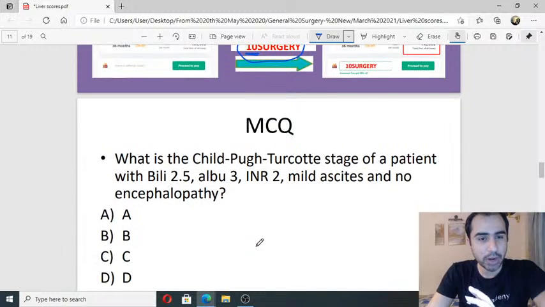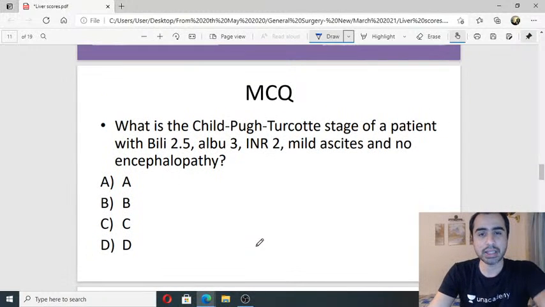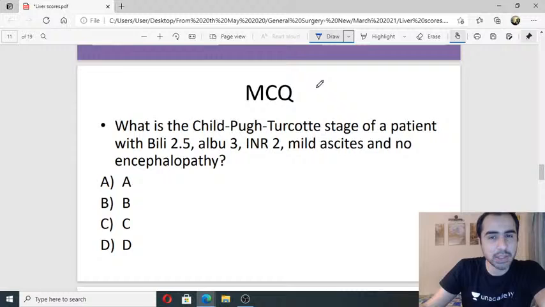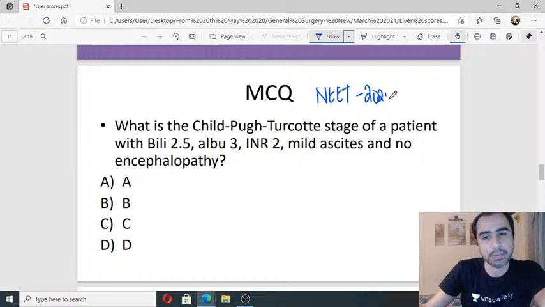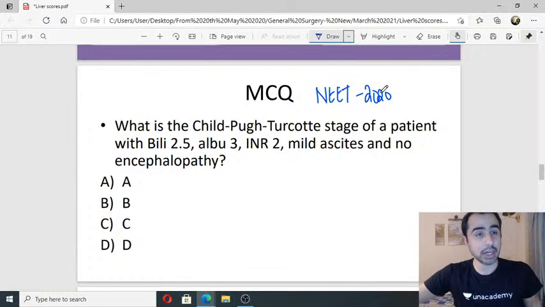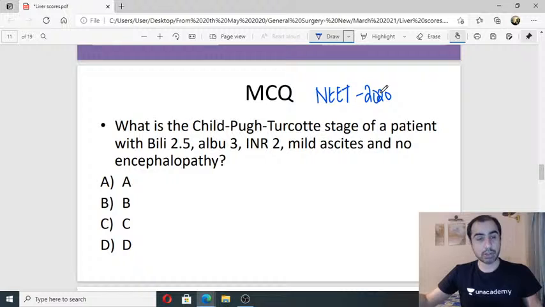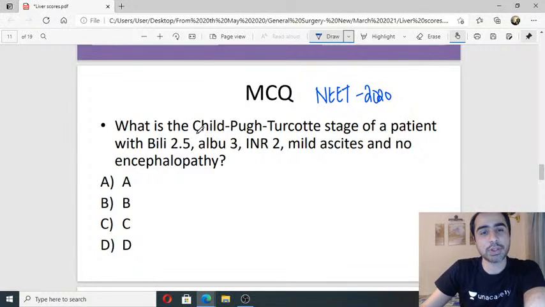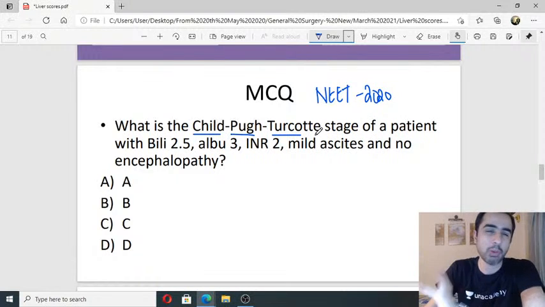Do reply to this in the chat box. I can see your messages on chat, and this was one of the easiest questions of NEET PG 2020. Last year they asked this question, which surprisingly students struggled with. It is unpardonable if you struggle with Child score, or Child-Pugh-Turcotte, or Child-Turcotte-Pugh, or modified Child.